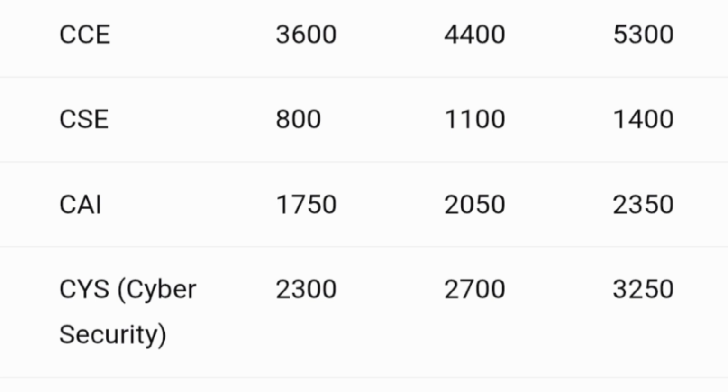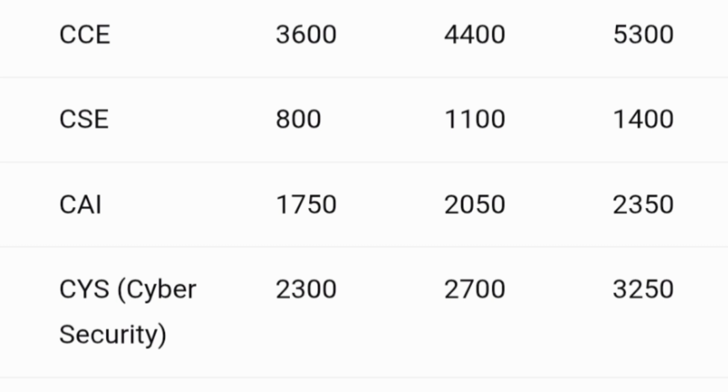Now coming back to the computer related branches which are in higher demand, so CCE, which is computer and communication engineering, still very good demand, 3600 in slab 1, 4400 in slab 2, and 5300 is the expected cutoff in slab 3. Similarly, CSE, which is the highest demand, this year with increased seats and all, 800 you can expect in slab 1, 1100 in slab 2, and 1400 in slab 3. So you can see there will not be much difference in the cutoffs, and it will be very strict here.